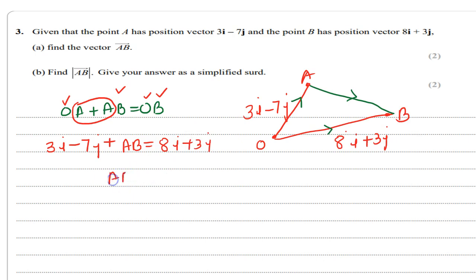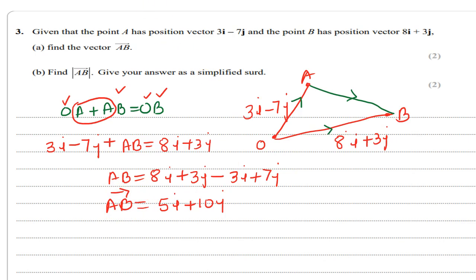So AB will be 8i plus 3j minus 3i plus 7j. So 8i minus 3i is 5i, and 3j plus 7j is 10j. So we have got 5i plus 10j. So this is vector AB.